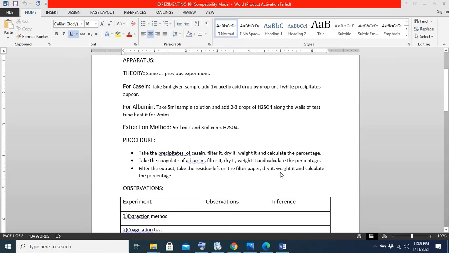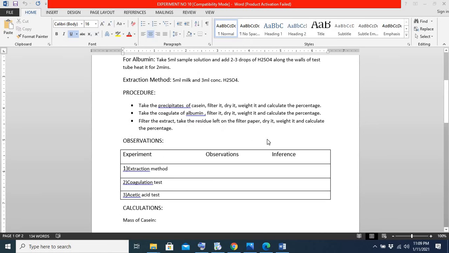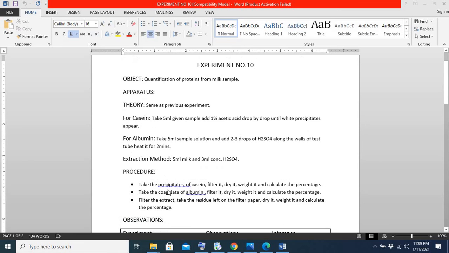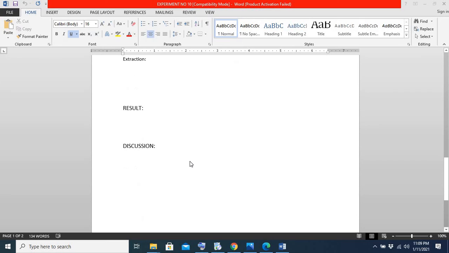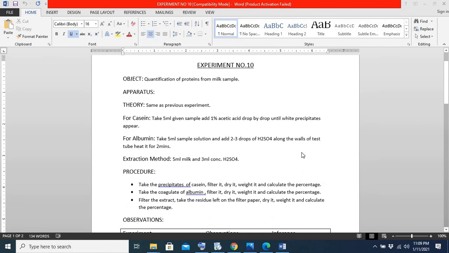After performing each experiment we have to filter the precipitate, dry it, then weigh it, and then calculate the percentage of all these constituents of milk. So this is an extremely simple experiment, and I hope you will not have any problem in performing it.